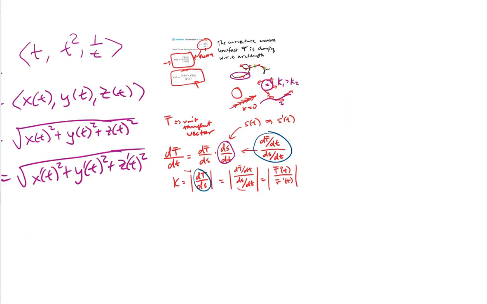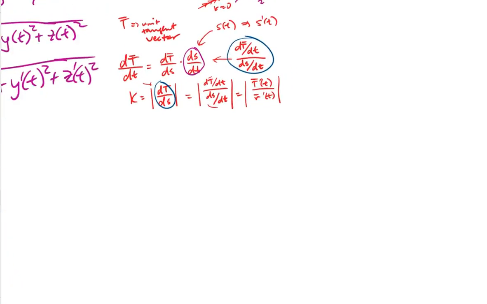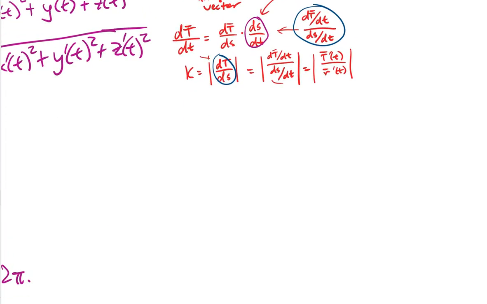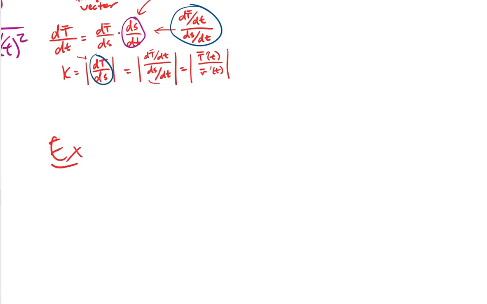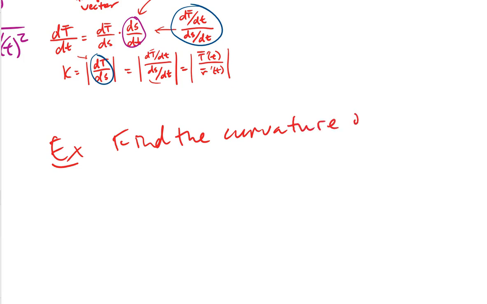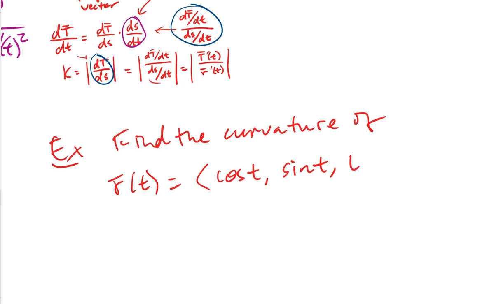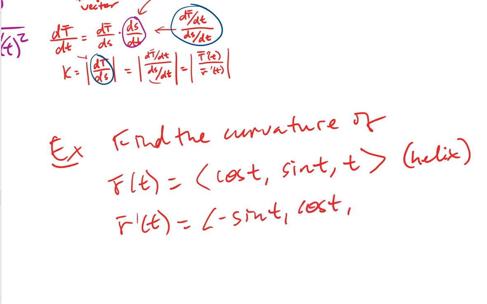All right, so let's do an example of this. Let's just find the curvature of r of t equals cosine t, sine t, and then just t. This is the helix. Right, so we do r prime of t, which is negative sine t, cosine t, and then 1. And now you do the length of that, which we found to be square root of 2.